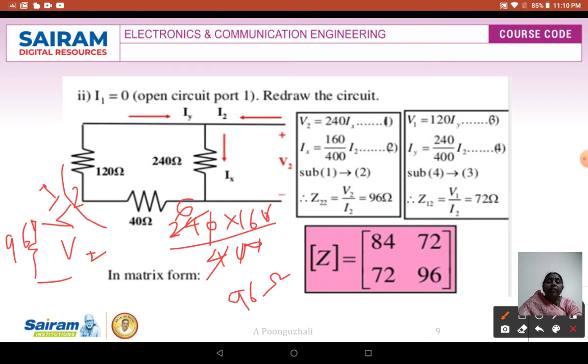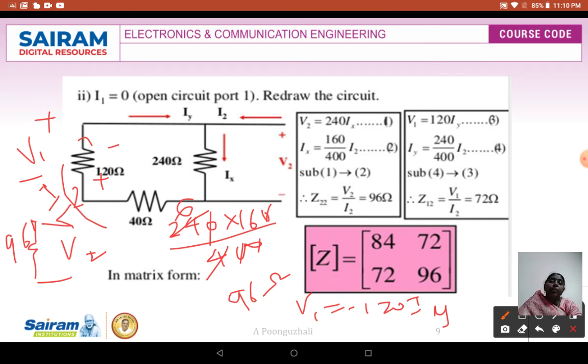Next, I want V1 by I2. So V1 is nothing but your voltage drop across here. This I1 current is going to flow like this. If I assume it is going to be 120 into I1, and I have taken it like this, here in this case it is going to be in the opposite direction. So minus 120 into IY, because the current is flowing like this. So current is flowing like this means this is plus, this is minus. Here I have my V1 voltage. So here V1 plus 120 IY.